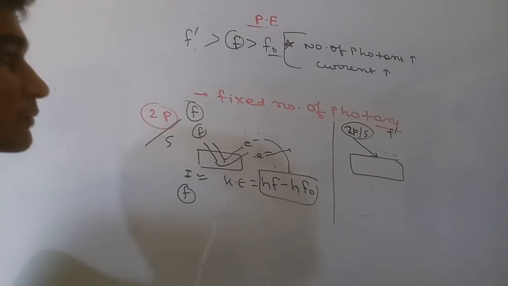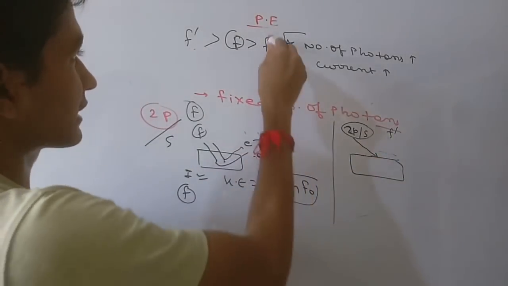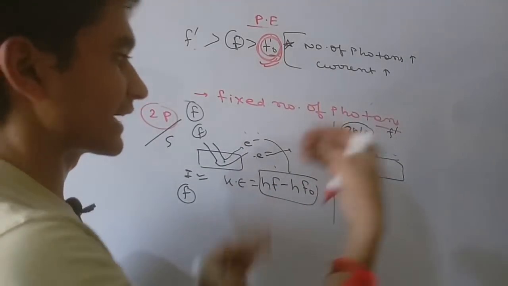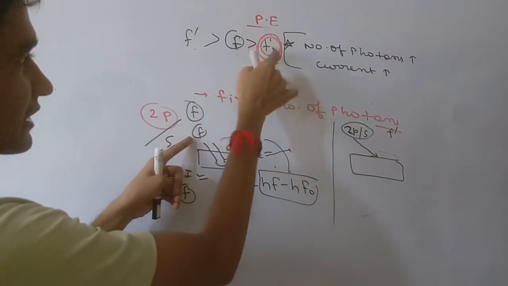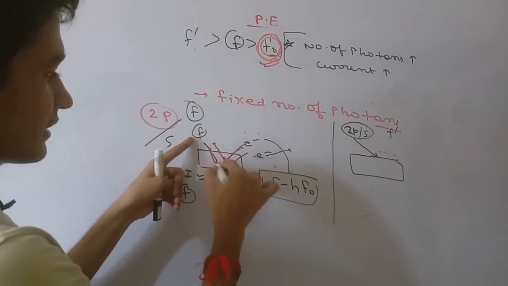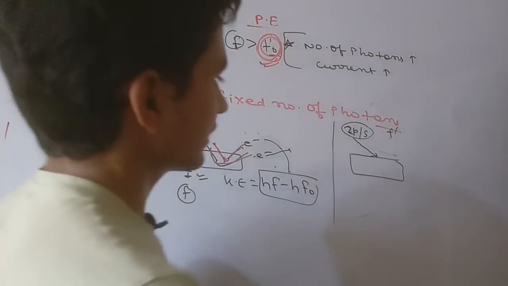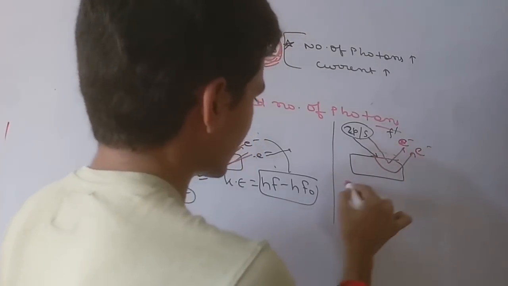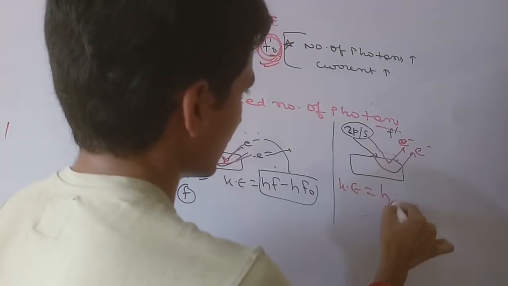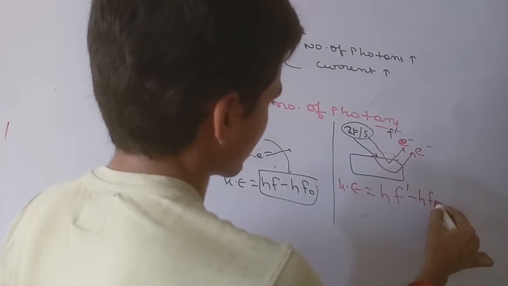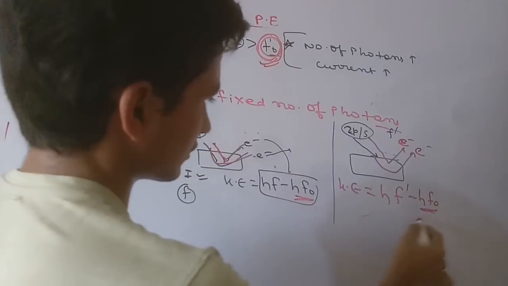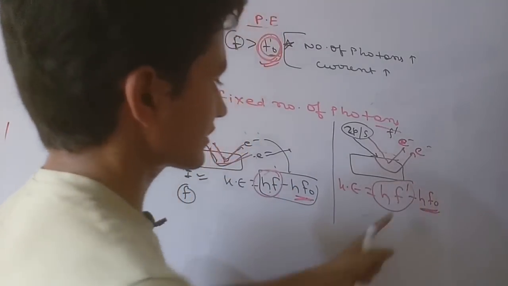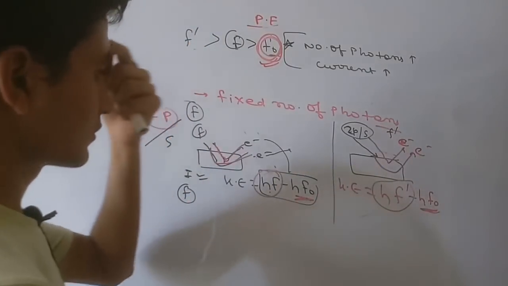No matter the frequency, if the frequency is greater than F naught, then electrons will be excited and have some kinetic energy. Here F is greater than F naught, so electrons are excited with some kinetic energy. Again here electrons will be excited, but the kinetic energy is more than this, because it is HF dash minus HF naught.